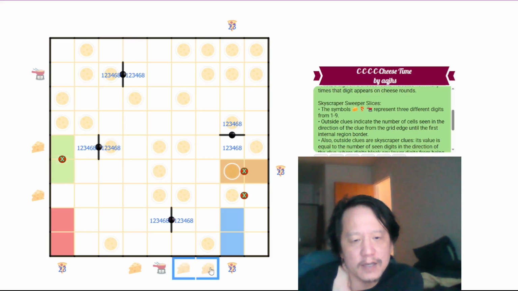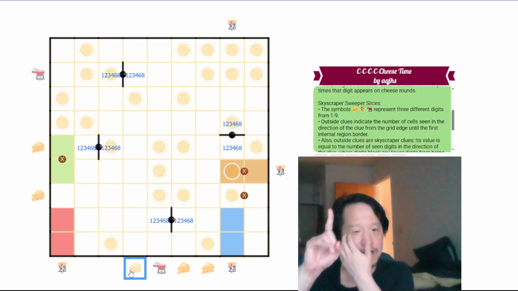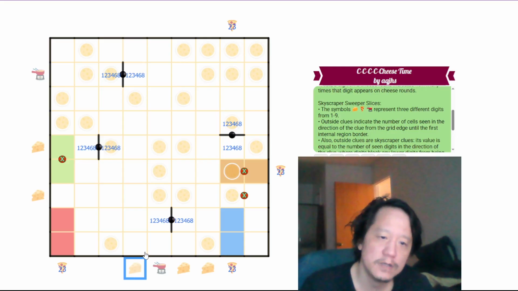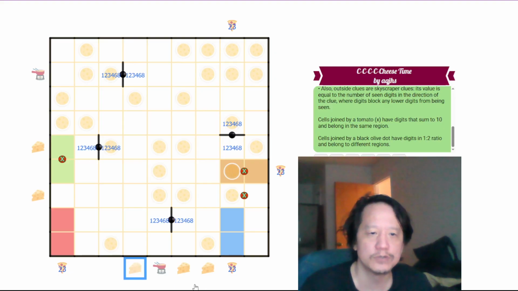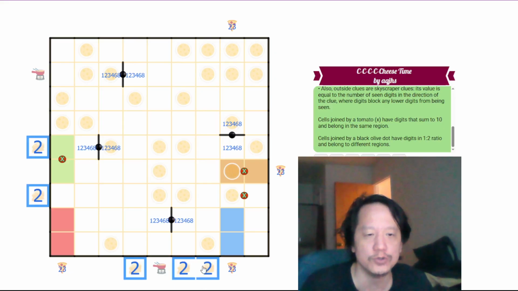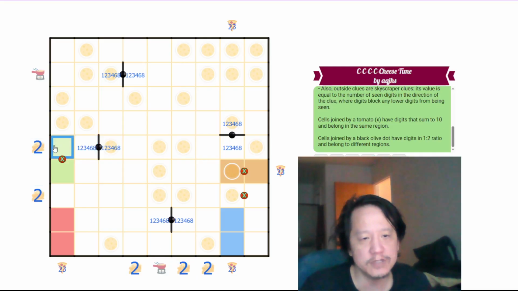Cheese slices cannot be 1. If cheese slices were 1, these would all see only 1 cell in that direction. And this would then have to be 9, this would be 9, and that would be 9, and we have a repeat in the row. So these have to all be 2. So cheese slices are all 2. Because you can't go see more than this, because this has to be different regions.